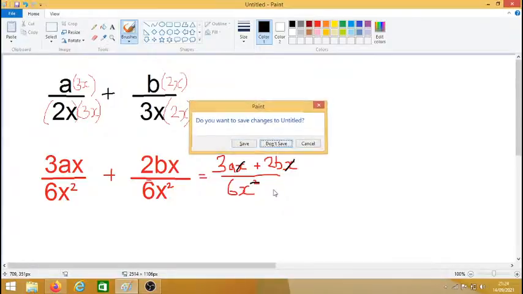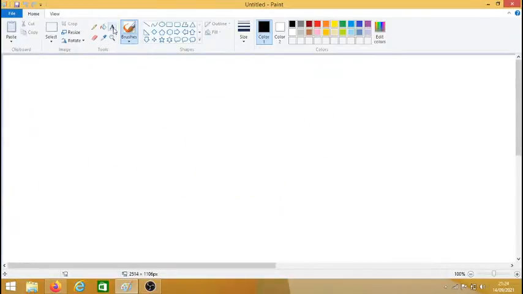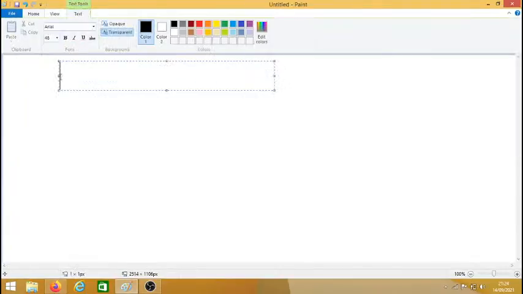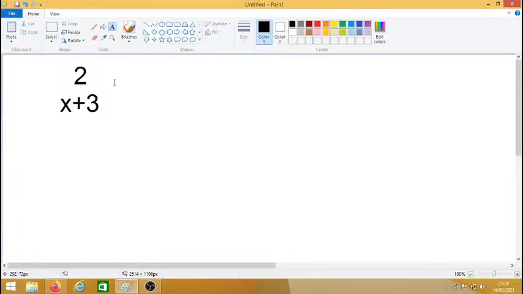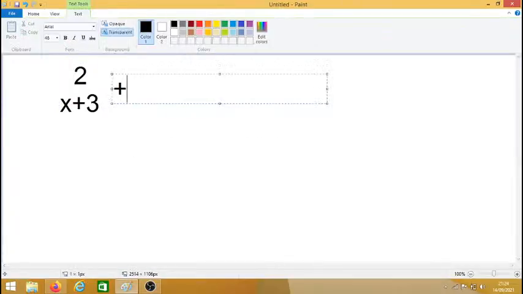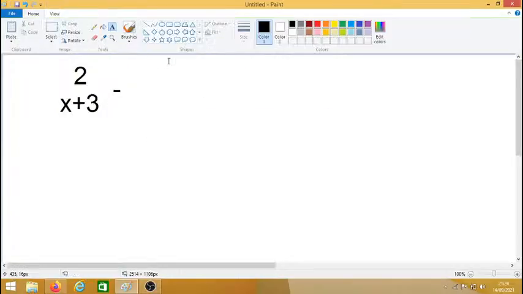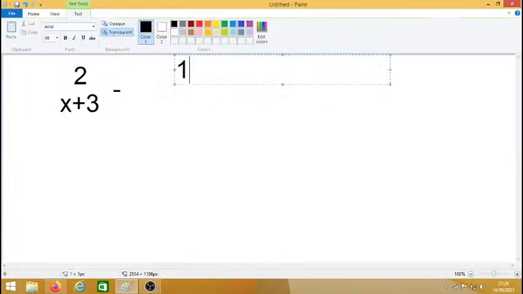Okay, so why was I going into that technique? Because we're going to need it for these kind of questions now. So we've got first fraction is 2 over x plus 3 on the bottom, and we're subtracting 1 over x minus 1 on the bottom, x plus 1 on the bottom.